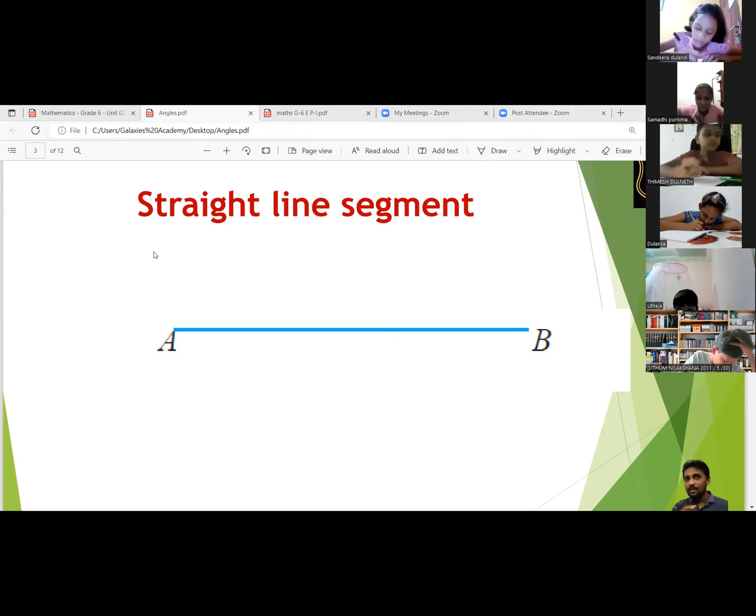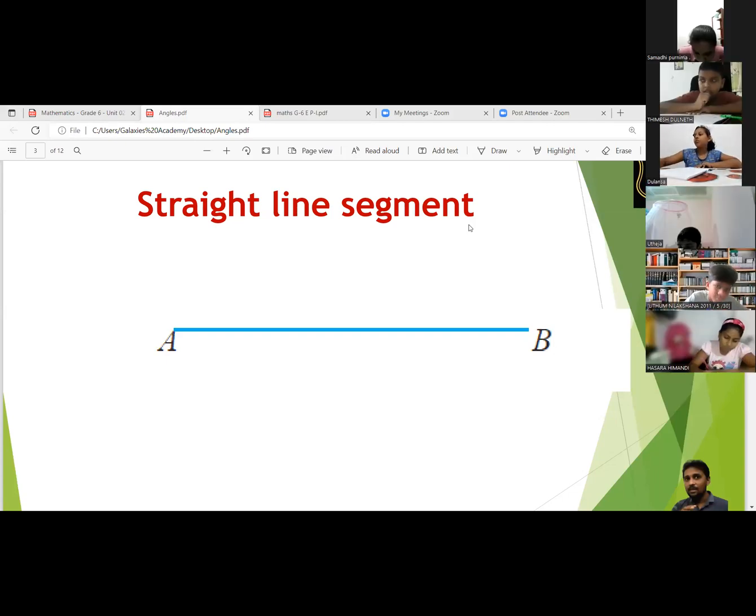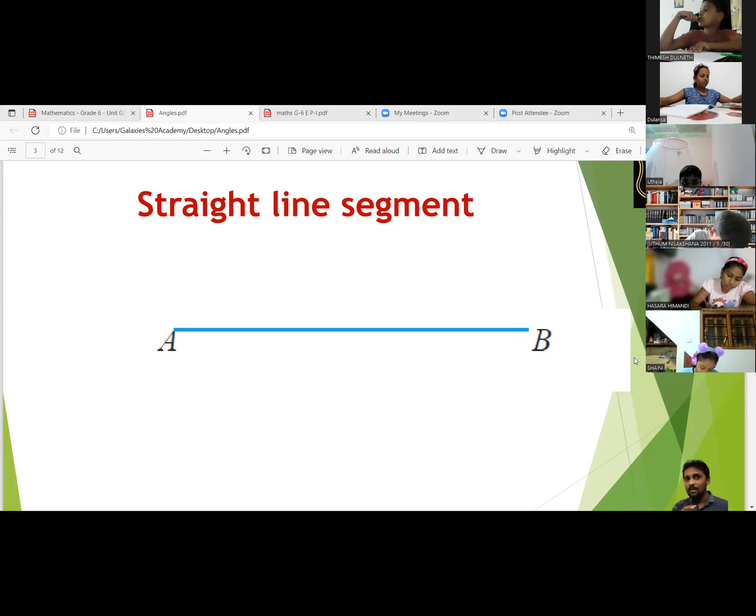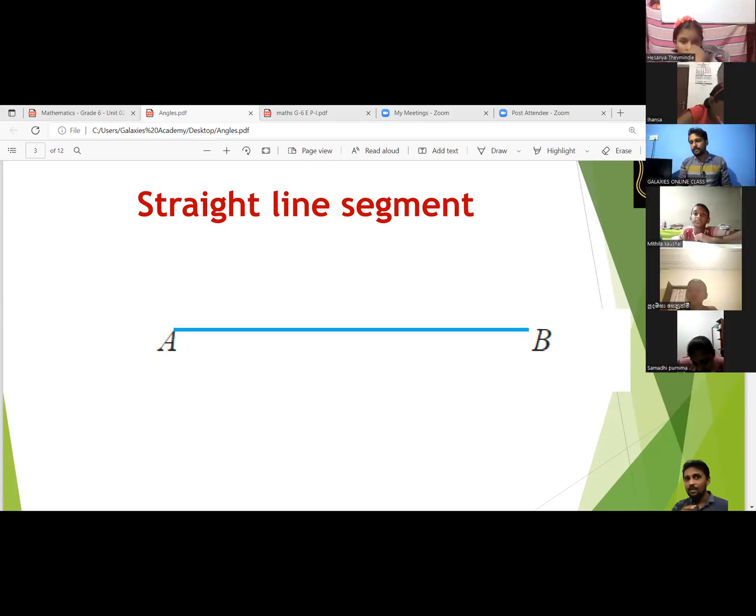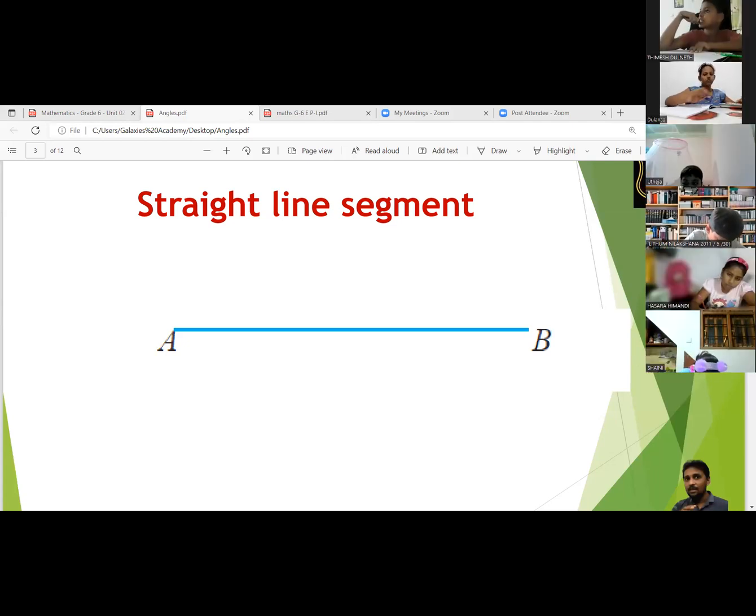Straight means sarala. Line means රේඛාව. Segment means ඛණ්ඩය. So the meaning is සරල රේඛා ඛණ්ඩ. Straight line segment.